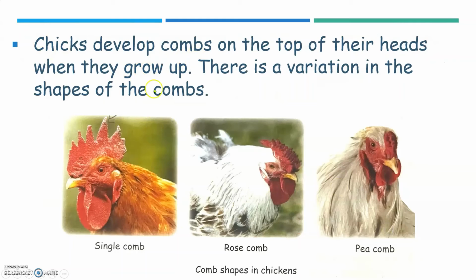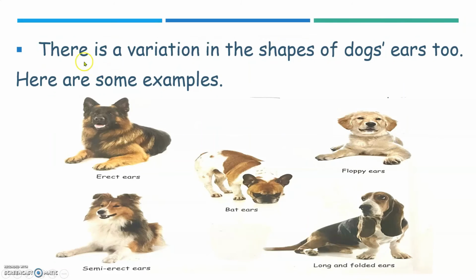Chicks develop combs on the top of their heads when they grow up. There is a variation in the shapes of the combs: single comb, rose comb, and pea comb. There is a variation in the shape of dogs' ears too. Here are some examples: erect ears, semi-erect ears, bat ears, floppy ears, and long and folded ears.